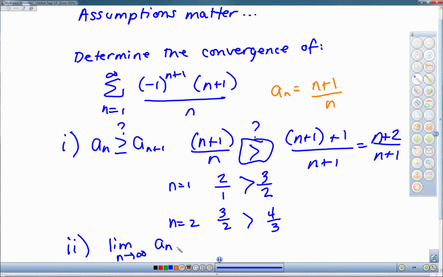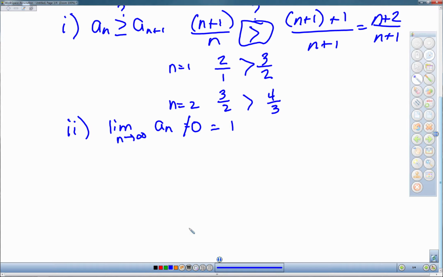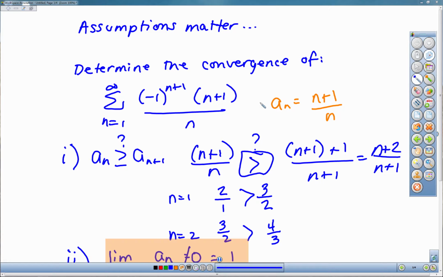What happens to this limit? If it does not equal 0, then we cannot apply the alternating series test. And so what we've got here is that a sub n, in fact, does not equal 0. A sub n, as n approaches infinity, is equal to 1. Well, at this point, we could simply apply the nth term test or the divergence test to show that the series must diverge. And it's really as simple as that.